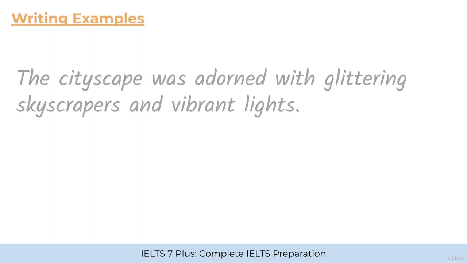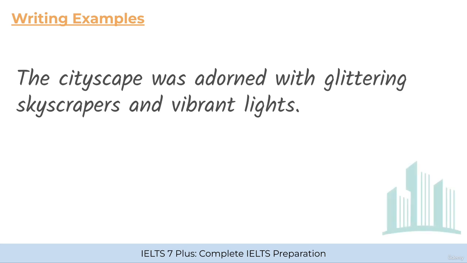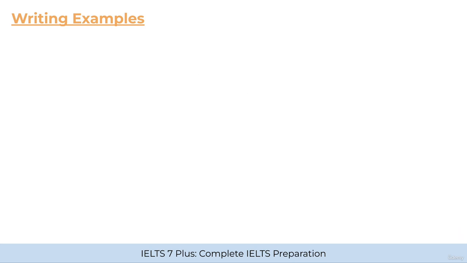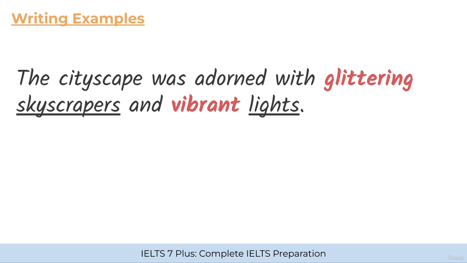Okay, writing examples. The cityscape was adorned with glittering skyscrapers and vibrant lights. Wow, there's a lot happening in this sentence. Have a think about what the adjective or adjectives, plural, could be in this sentence. Let's have a look. We've got two. So, glittering is modifying skyscrapers and vibrant is modifying the lights. So you're welcome to have more than one adjective in a sentence. That's perfectly fine here.